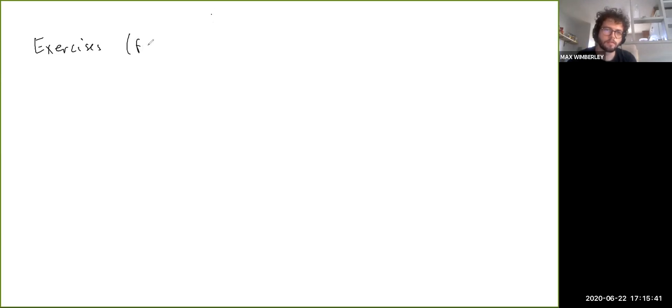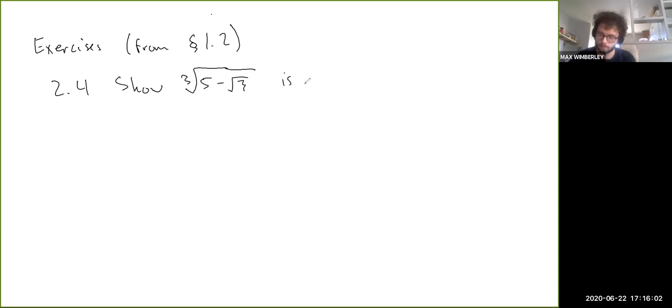Exercises from section 1.2. So this is 2.4 here. Show the cube root of 5 minus the square root of 3, all under the radical here, is not rational.